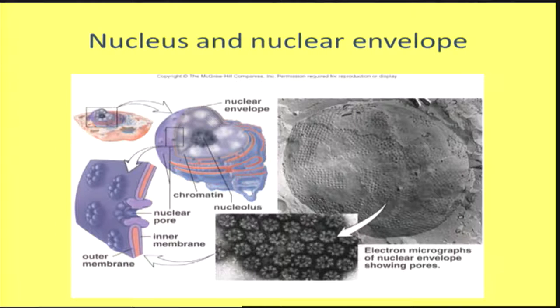This is the structure of the nucleus and the nuclear envelope. On the right side, you are observing the electron micrograph of the nuclear envelope, which is showing the presence of the pores. Now you are seeing the nuclear pore, inner membrane, outer membrane, as well as the nucleolus and the chromatin. In detail, there is a section which shows the outer membrane, with the nuclear pores in a bigger manner. There is an inner membrane also.